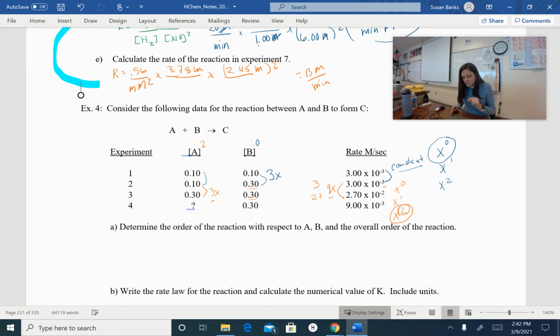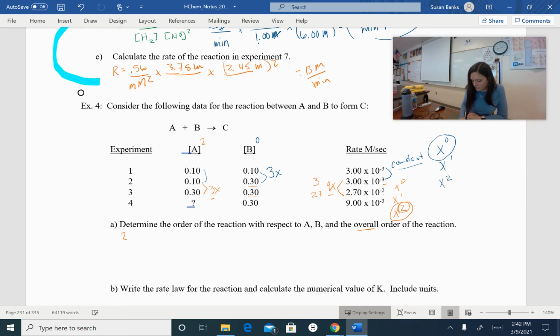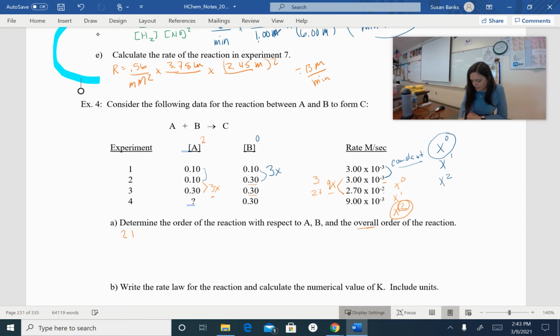So we've now determined our order of reaction with respect to A and B. So our overall, remember the overall is the sum of our exponents. So if I take my exponent for A, which is 2, plus my exponent for B, which is 0, my overall is 2. Overall order. So this is a second order reaction overall, okay?